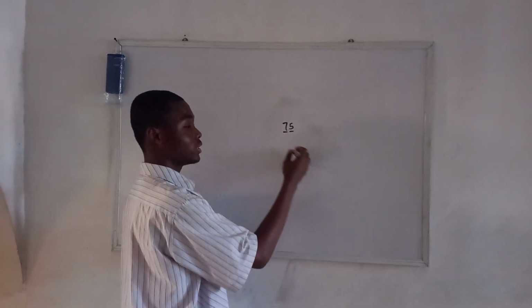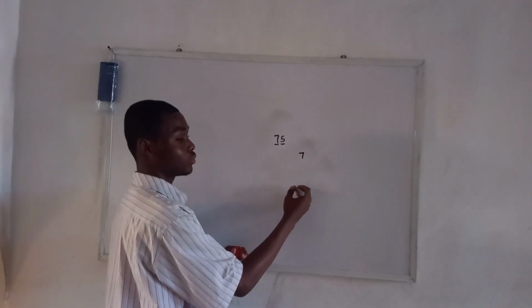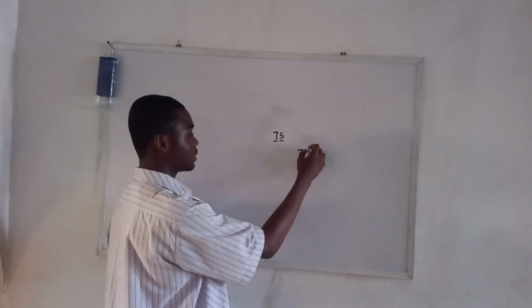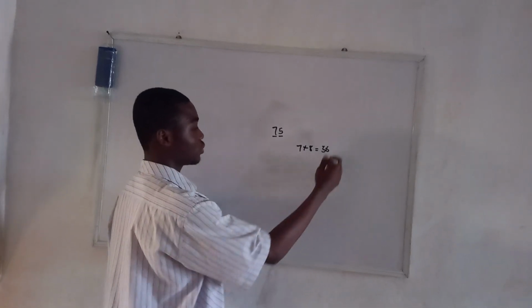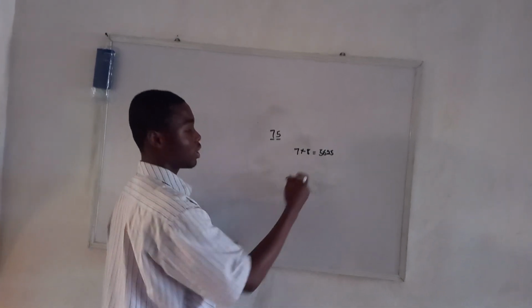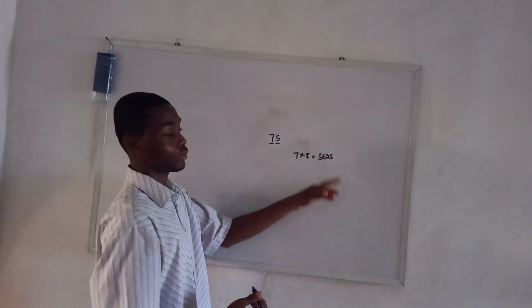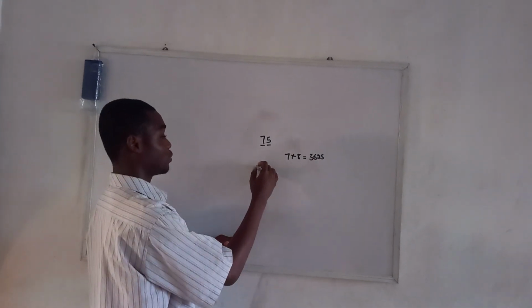Take the first number, which is 7. The number after 7 is 8. So you do 7 times 8 and you get 56. Once you have 56, just add 25 after. You have 5,625.